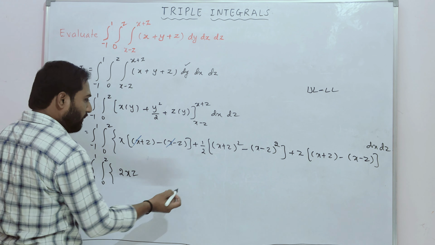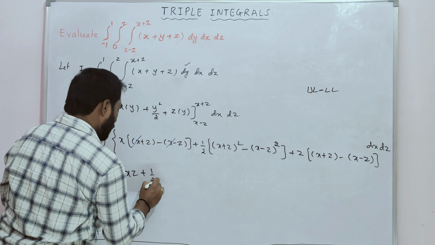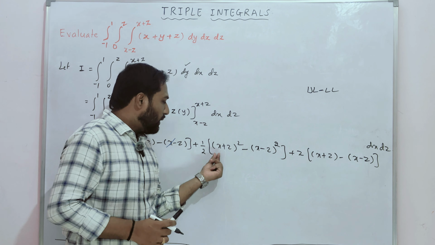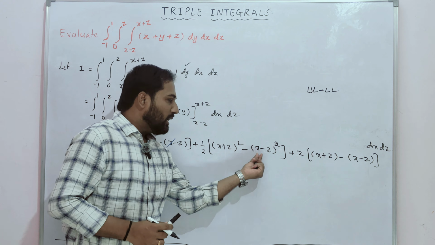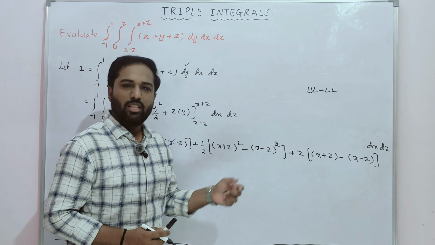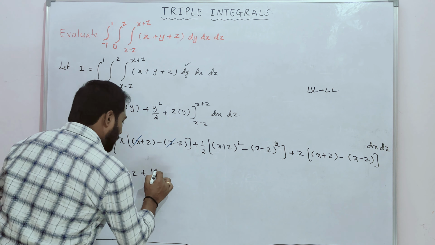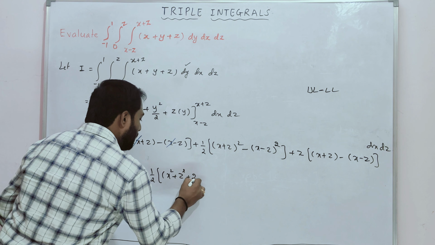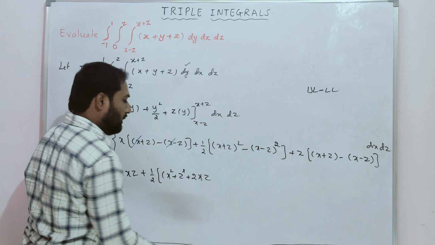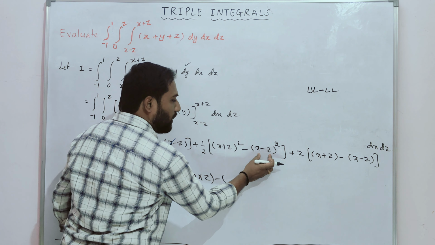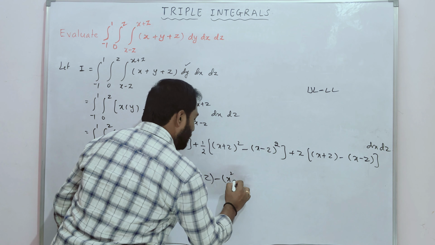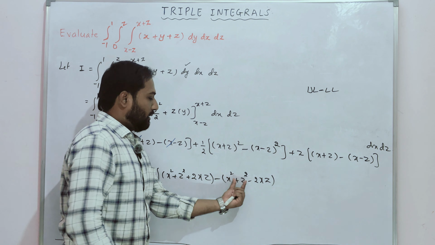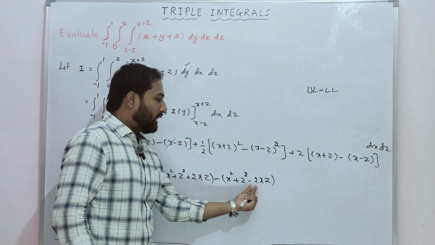Now plus 1 by 2 as it is. Here you can see we have a term and its power 2. So it is like a plus b whole square, and here it is a minus b whole square. Let us apply the basic algebraic formulas. So a plus b whole square is a square plus b square plus 2ab. Similarly, a minus b whole square is a square plus b square minus 2ab.